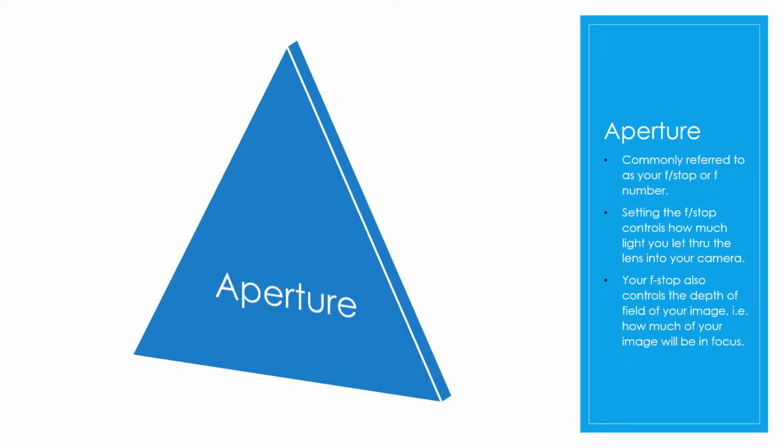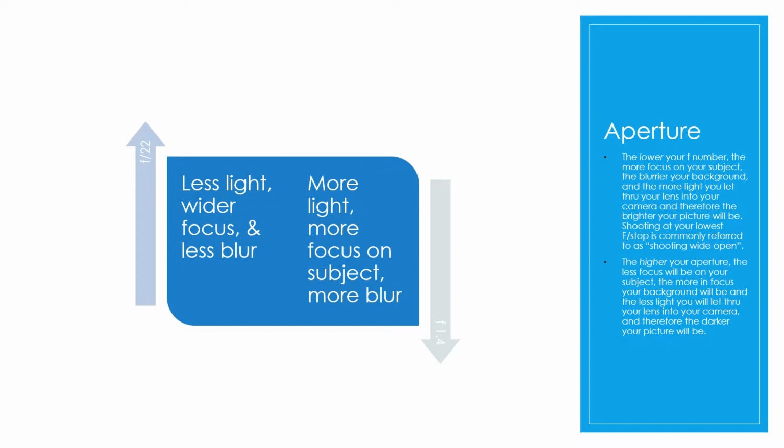Your aperture. This is commonly referred to as your f-stop or your f-number. Setting the f-stop controls how much light you are letting through the lens into your camera. Your f-stop also controls the depth of field of your image, i.e. how much of your image will be in focus. The lower your f-number, the more focus will be on your subject, the blurrier your background will be, and the more light you are letting through your lens into your camera. Therefore, the brighter your picture will be. Shooting at your lowest f-stop or f-number is commonly referred to as shooting wide open.